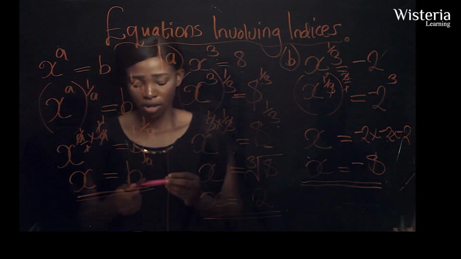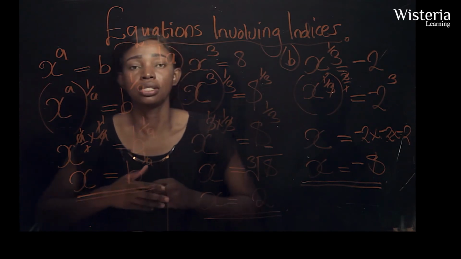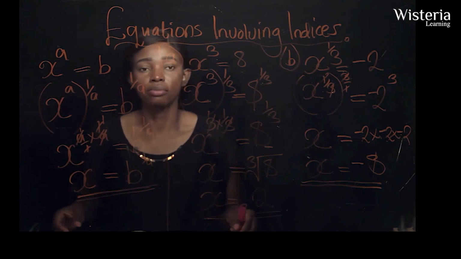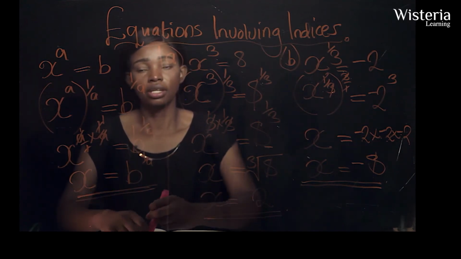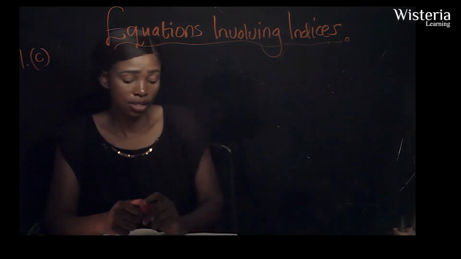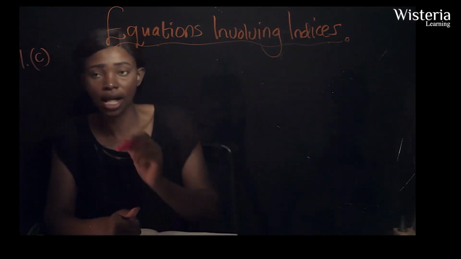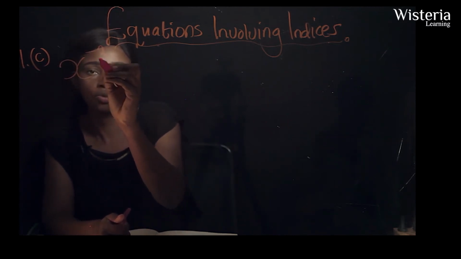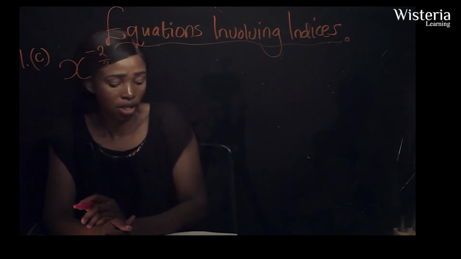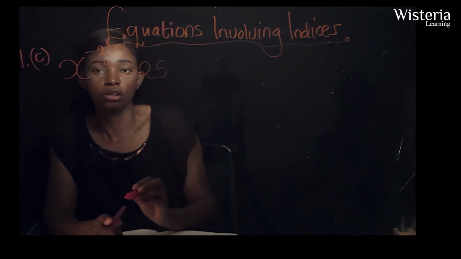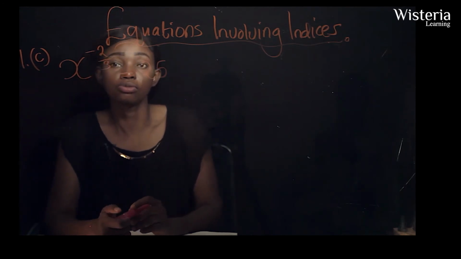Okay, I'll give a few more examples on equations involving indices so that we can see how we can solve them. Another example, 1c, we have x to the power negative 2 over 3 is equal to 25. How do we solve this? How do we solve for x?